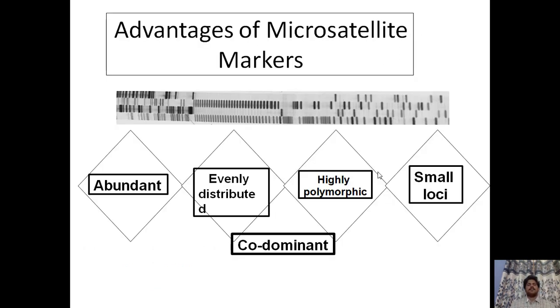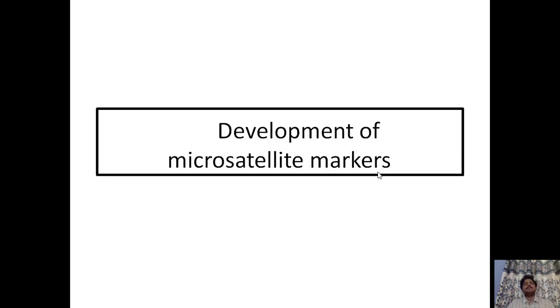Then advantages of microsatellite markers. These are abundant in nature. These are evenly distributed, highly polymorphic, small loci, and these are codominant. Then development of these microsatellite markers, how they are developed. So what we need: SSR-containing clones and sequences of the flanking regions of the SSR.